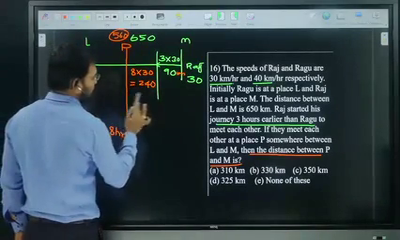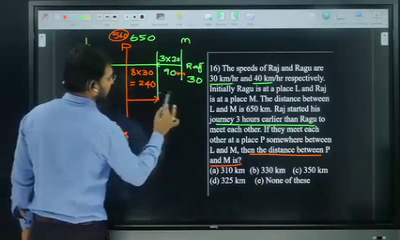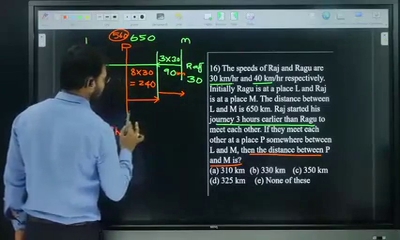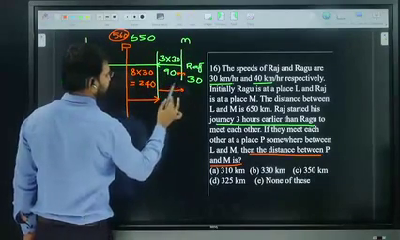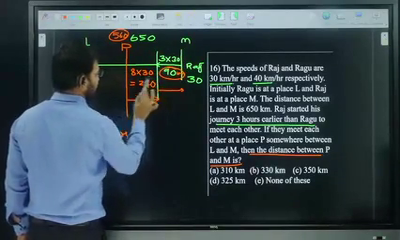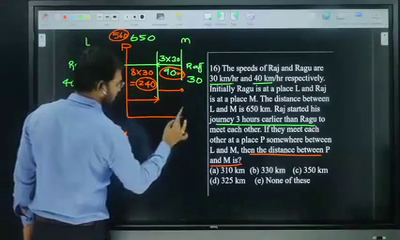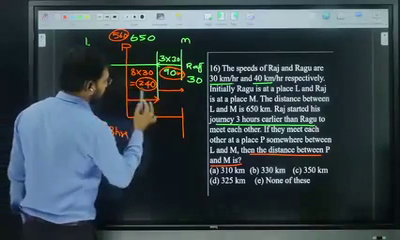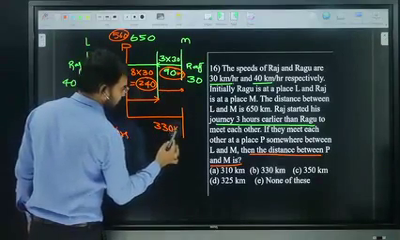From here to here 240. This is 90. Therefore, they're asking P to M, so 240 plus 90 is 330. So your answer is 330 kilometers.